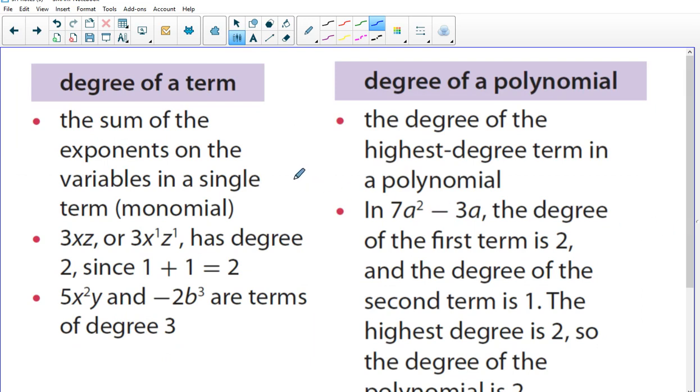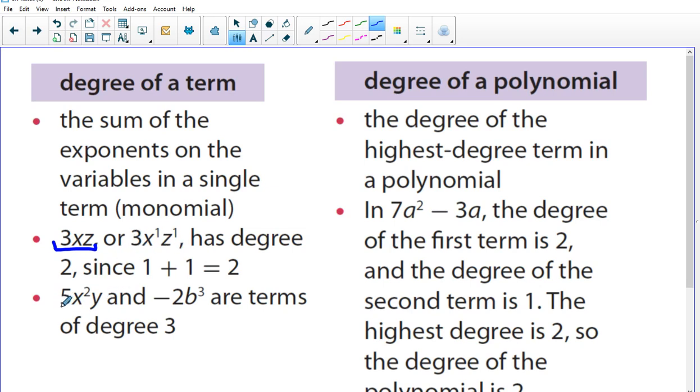Okay, next I'd like to look at the degree of terms. So we're going to look at what is a degree of a term. What then is the degree of a polynomial? So when you have just one term, like 3xz, the x has an exponent of 1, the z has an exponent of 1. Because this is one term, you'll add the exponents together. 1 plus 1 is 2. So this has a degree 2.